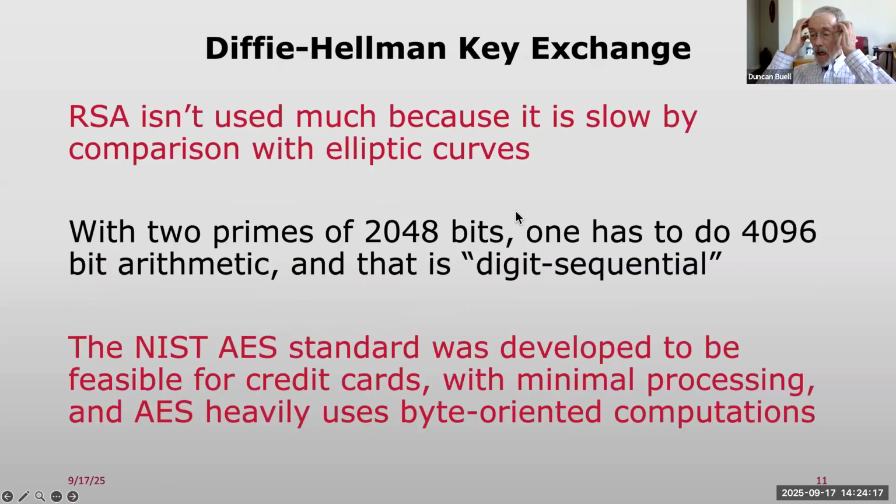Now, RSA itself is not used very much because it's slow. All that arithmetic, all that powering up modulo large integers is slow. And it's slow by comparison with elliptic curves.